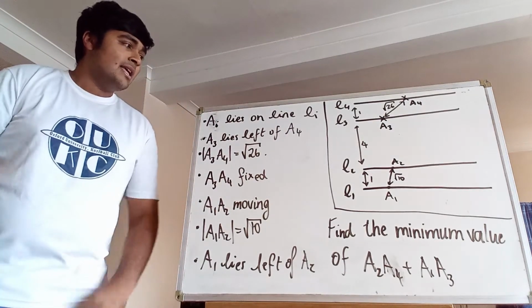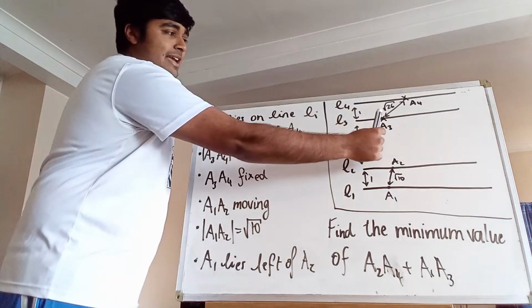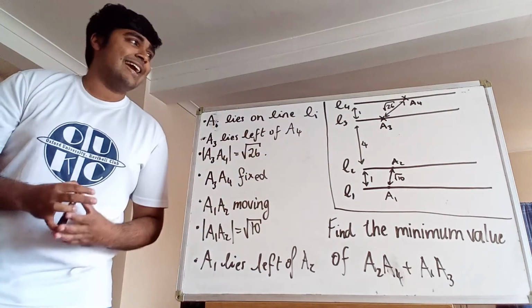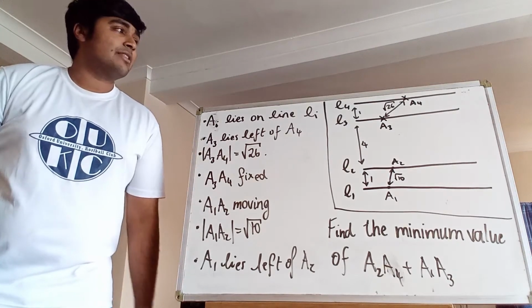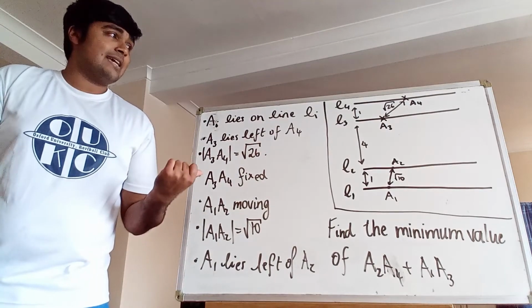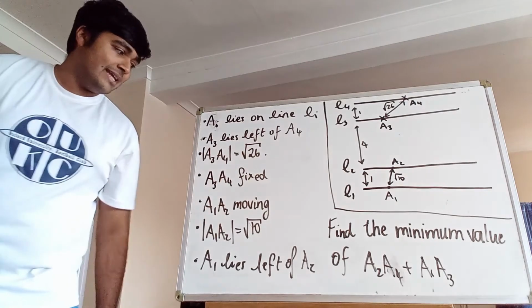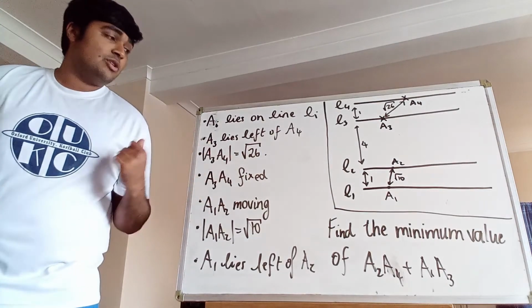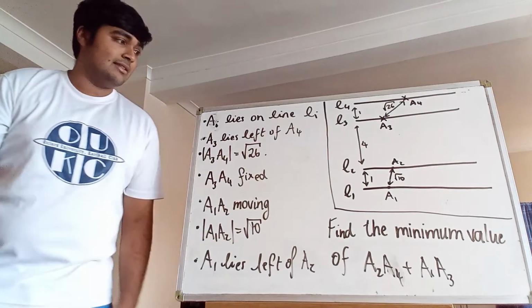for each i. And we have that A3 lies left of A4, so the x-coordinate of A3 is less than the x-coordinate of A4. We also have that the distance between A3 and A4 is the square root of 26, and these points A3 and A4 are fixed, we can't change them. However, if we look at A1 and A2, they are moving, but we keep the distance between them constant at root 10.